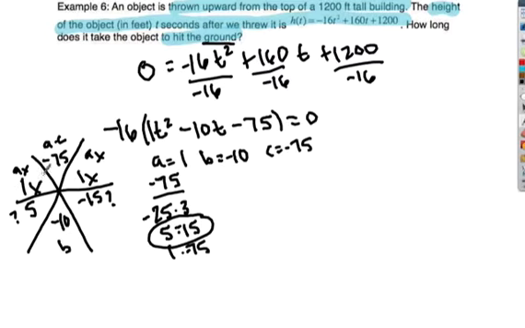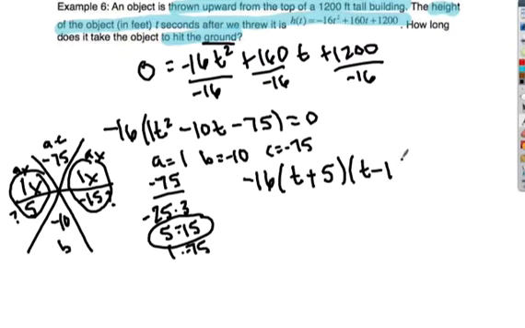I can't reduce 1 over 5, and I can't reduce 1 over negative 15. So now my totally factored answer looks like negative 16 times (t plus 5)(t minus 15). I need to put brackets around this, or another set of parentheses, so that I know this negative 16 is the greatest common factor, and so it's multiplied by everything inside.